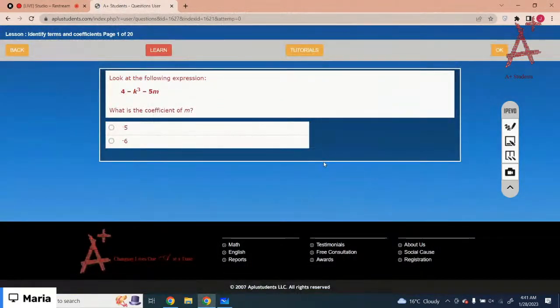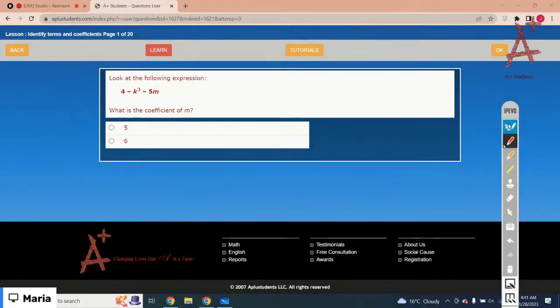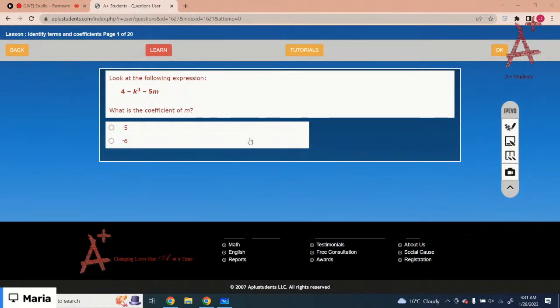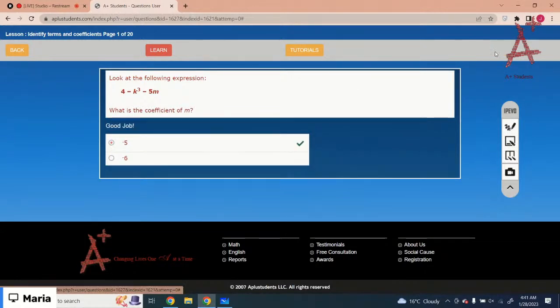Okay, look at the following expression, 4 minus k cube minus 5m. What is the coefficient of m? You have to look at the coefficient of the m. So here is the term with negative 5m. So m is the variable, and this is the coefficient. Got it? So that means the coefficient of m is negative 5. So just select the correct option and then click on the OK button.